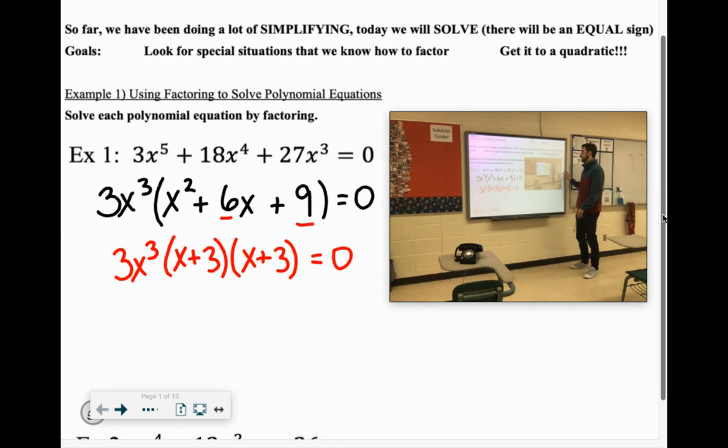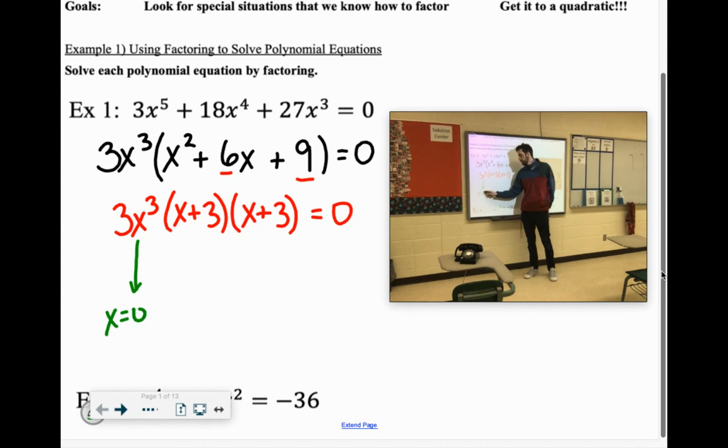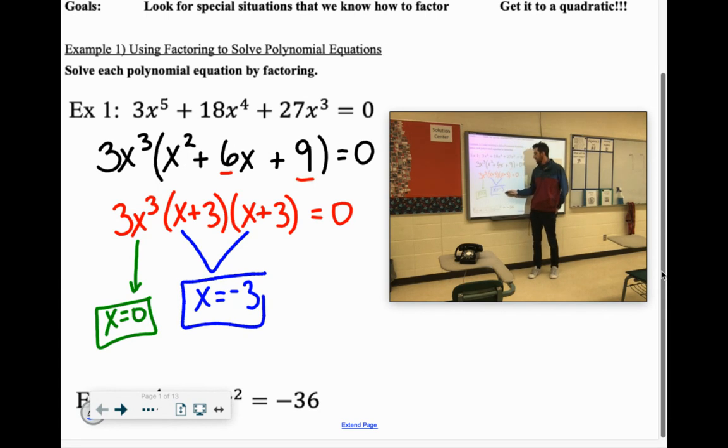So let me scooch this down a little bit here. So solving, remember this x out here, if you have anything out in front of the parentheses with an x, then that x could equal 0. Here, these both say x plus 3, so for both of them, x could equal negative 3. Now, if you substitute that into the first equation, both of these will work. You sub in 0, it works. You sub in negative 3, it works. So that's what we're doing today.